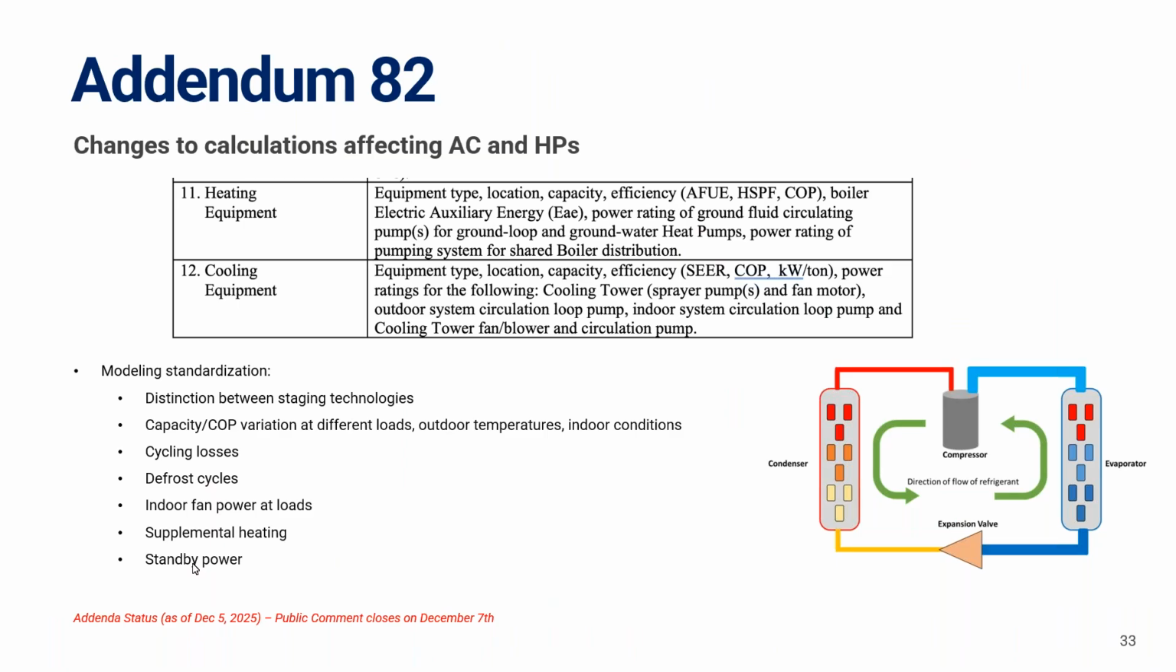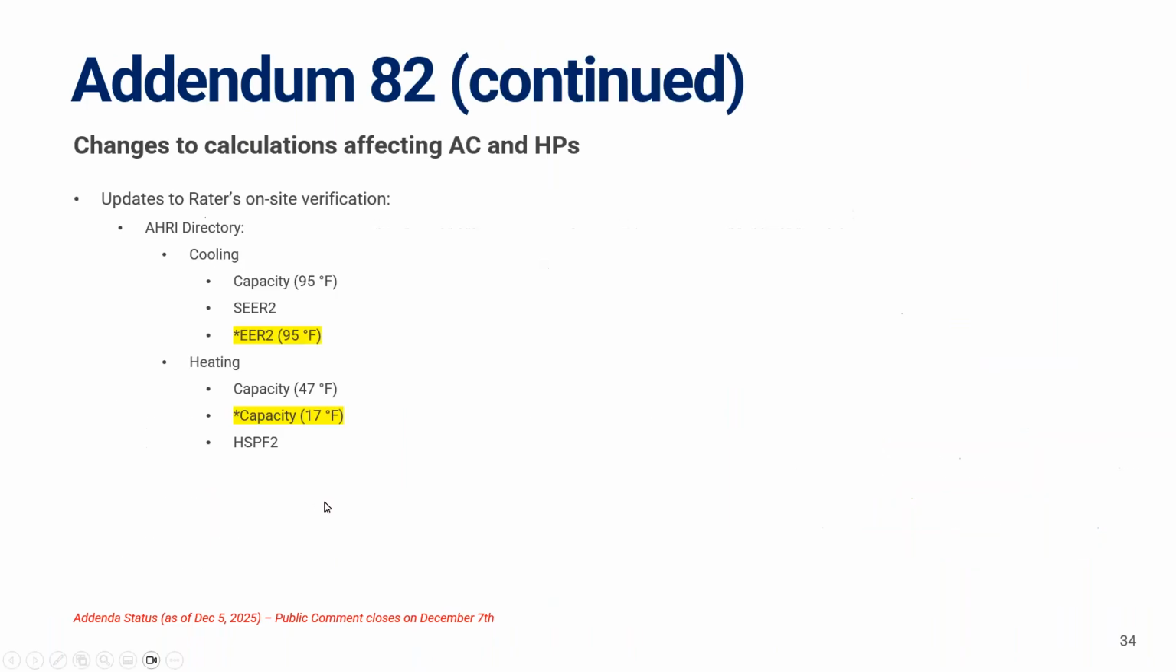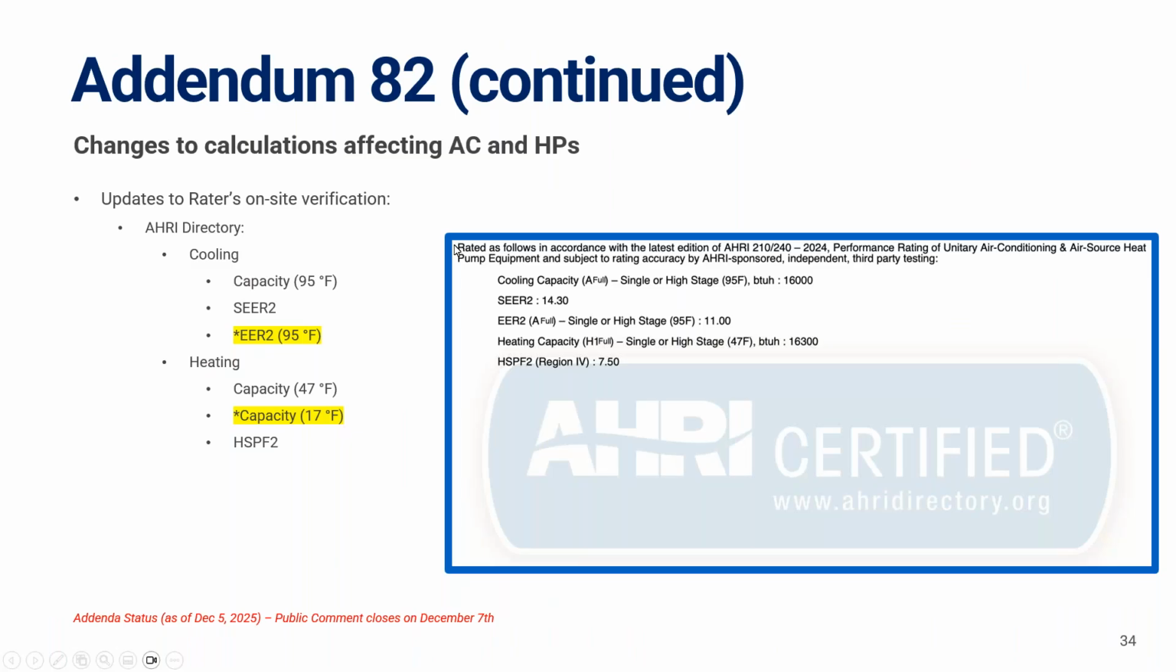So let me move on to just looking at the changes to on-site verification. Historically, we've had to capture both the capacity and efficiency of these systems. So the SEER2, HSPF2, and then the capacity at these temperatures. What we're adding to help improve and inform the models and simulation is the EER2 value and the heating capacity at 17 degrees.